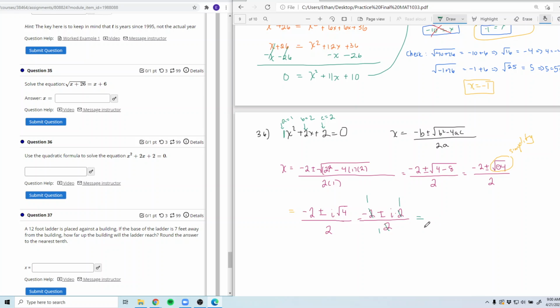And what are you left with? Well, in the front, don't forget about this negative sign. We have negative 1 plus or minus i times 1, which is just i, over 1. And we don't have to write over 1. Now, once you have the plus or minus here, we have our 2 answers. 1 for the plus and 1 for the minus. We have negative 1 plus i and negative 1 minus i. If you go ahead and hit that, you'll see that's exactly our answer.